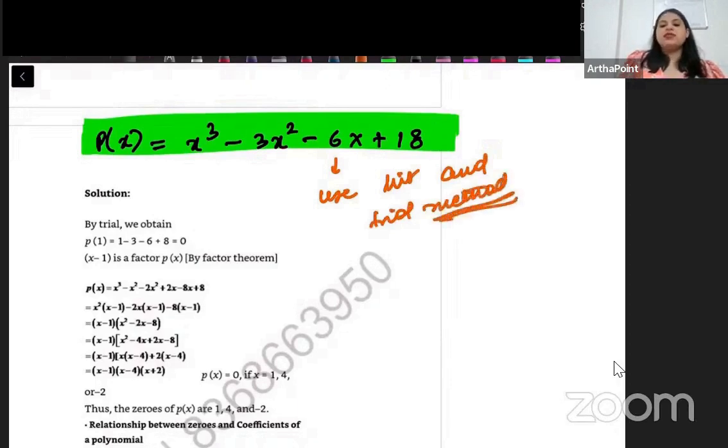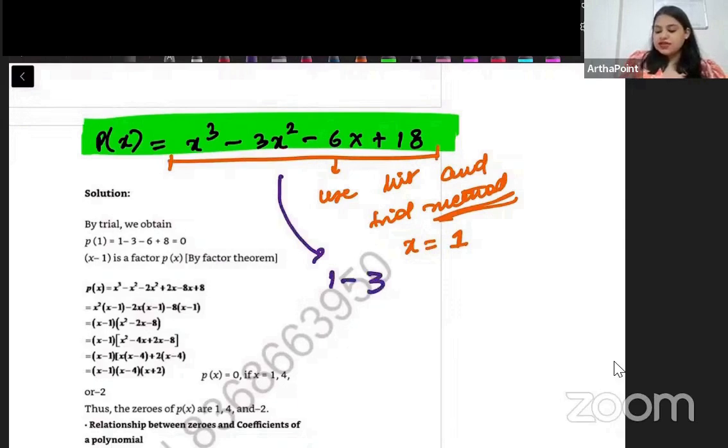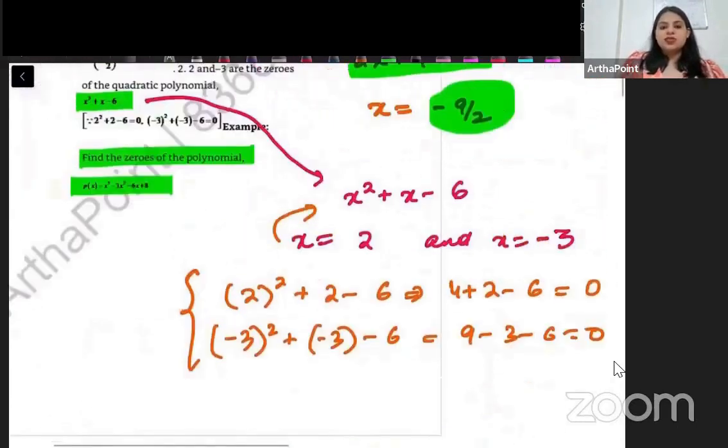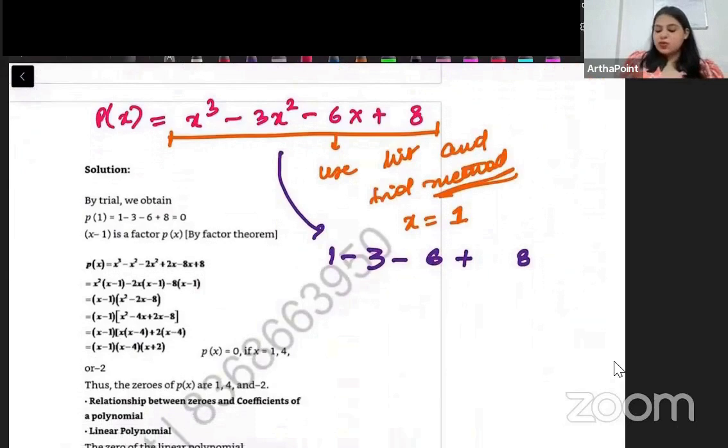By using hit and trial method, try to find the first zero of the polynomial. So let's try it by hit and trial method. Let me put x is equal to 1 and check. When I put x as 1, I will get 1 minus 3 minus 6 plus 8. This is 8, the equation is plus 8. So 1 minus 9 plus 8, 9 minus 9, which is 0.